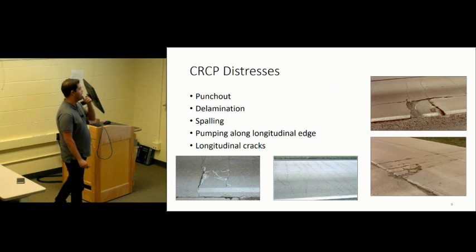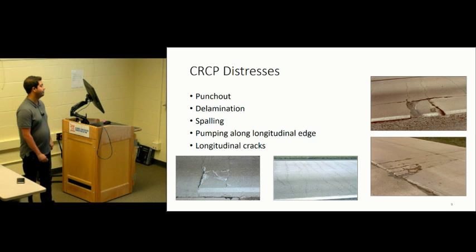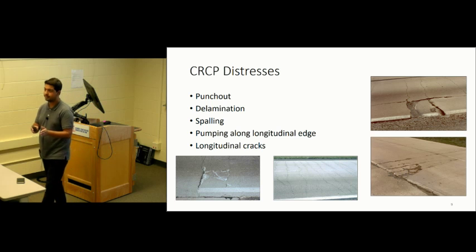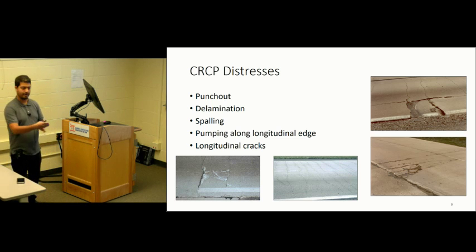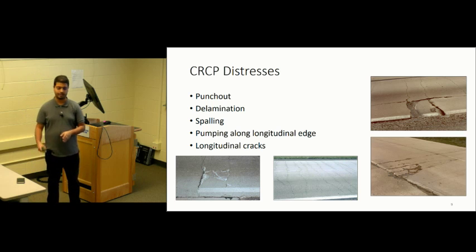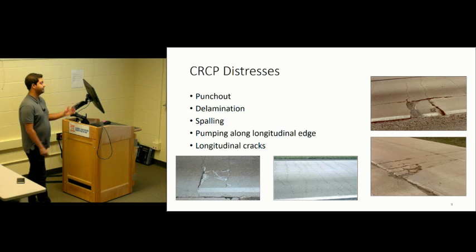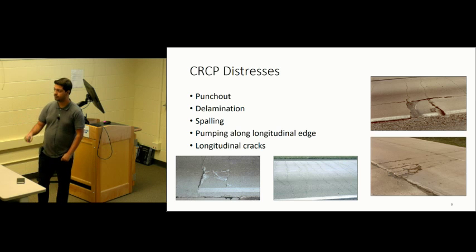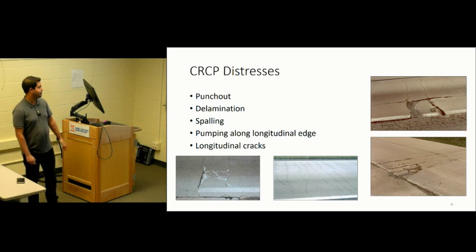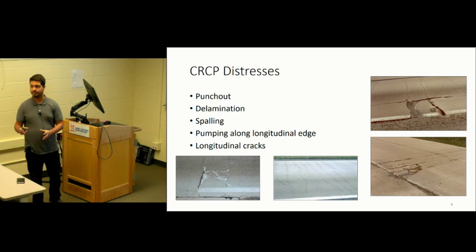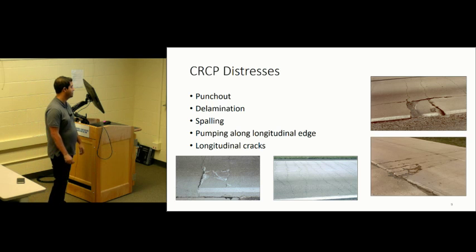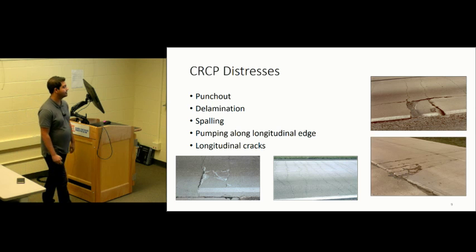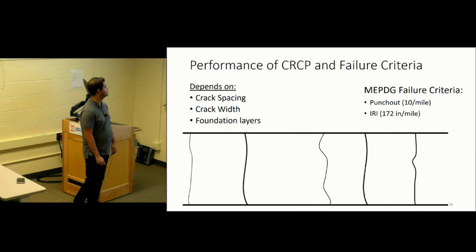These are some common distresses that CRCP faces. One is punchout. When we have two closely spaced transverse cracks and a longitudinal crack goes through those two transverse cracks, then we have a punchout. We have delamination in CRCP, which generally occurs at the level of the steel reinforcement. Spalling of the cracks: we have a lot of cracks, so if we don't have proper material selection, we might face the problem of spalling. Pumping along the longitudinal cracks. These are some of the CRCP distresses.